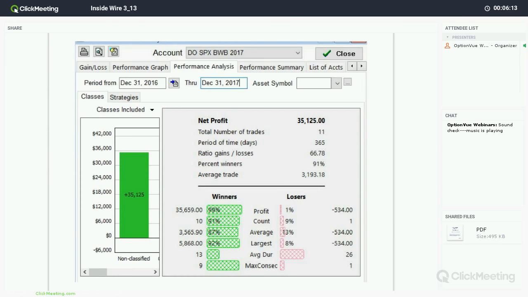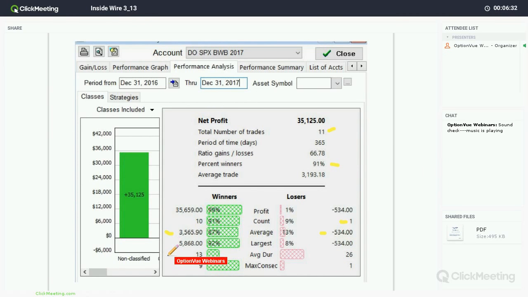What else we got here? Okay, here's the OptionVue, another one of the reports we have. You can see in 2017 there were 11 trades, one loser, 91% winners, of course, and that one loser was very, very low relative to what the winner was.